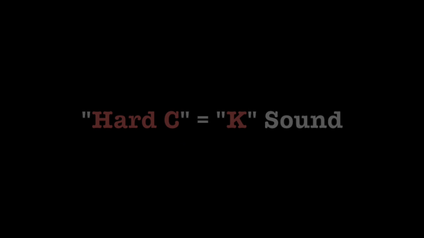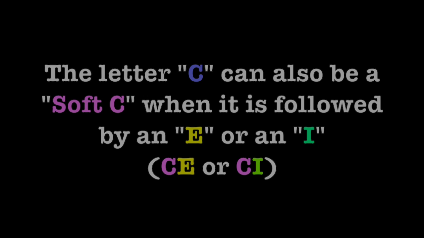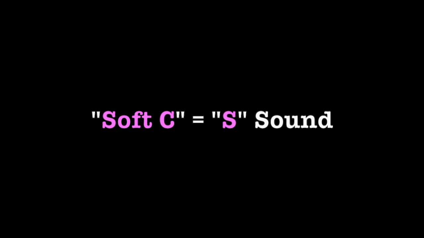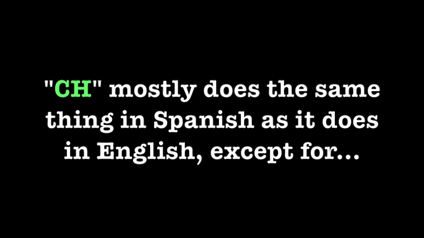Now, the reason I like putting this separate is it does make a different sound. Remember, the letter C can be a hard C, making the K sound. The letter C can also be a soft C when it's followed by an E or an I, which means it makes an S sound. And with this one, if you have a C and an H, then it makes a Ch sound. So it's actually really easy. It's doing kind of the same thing we would do in English.